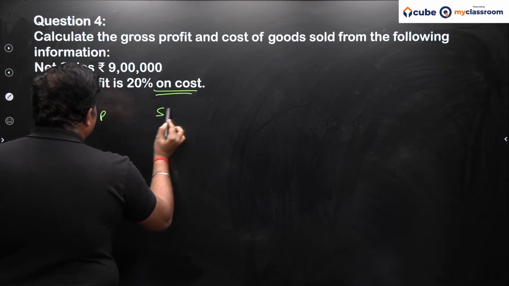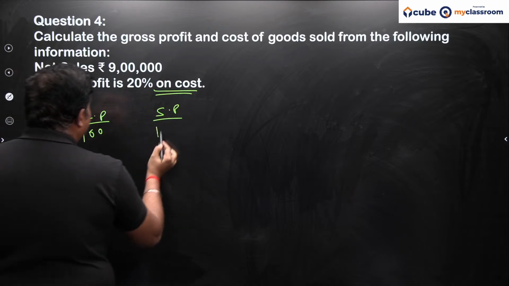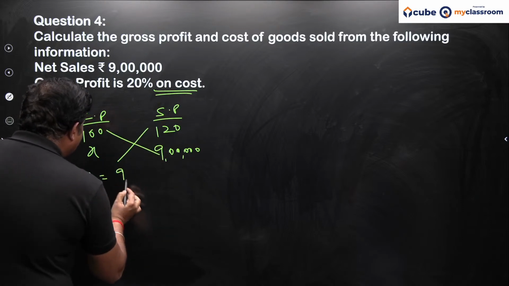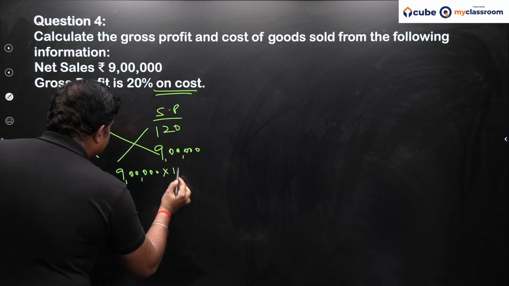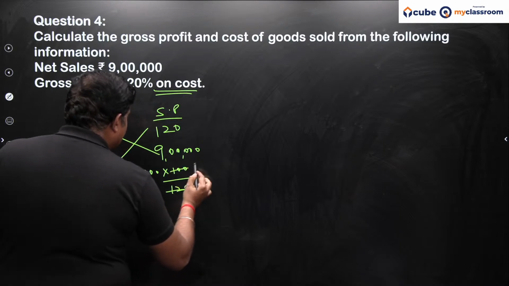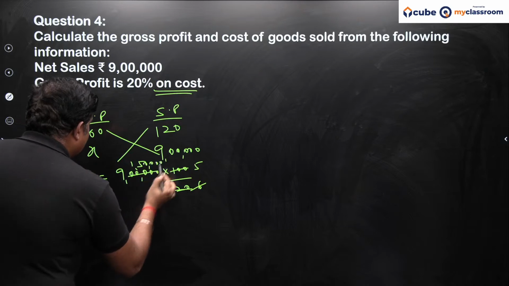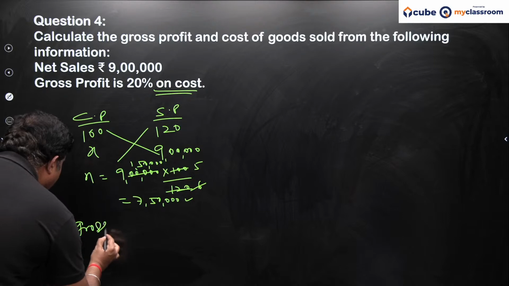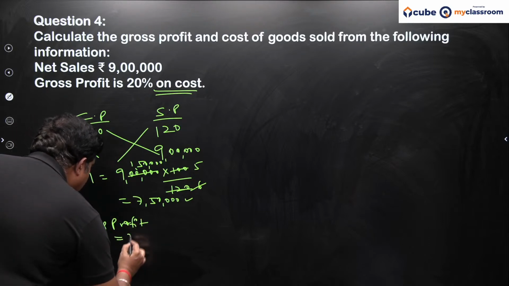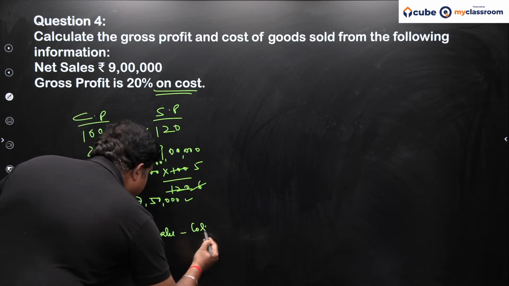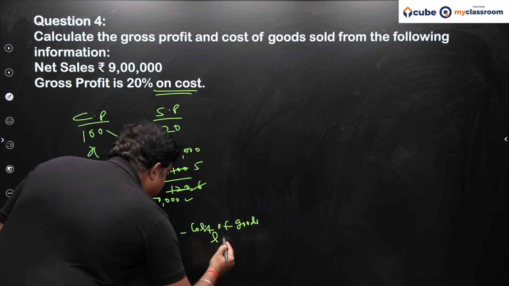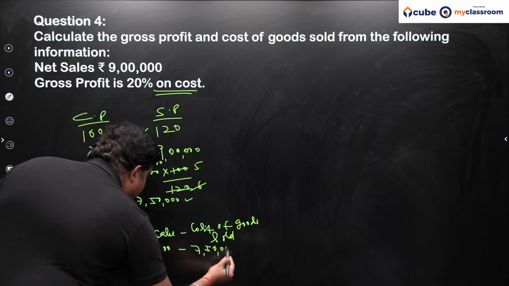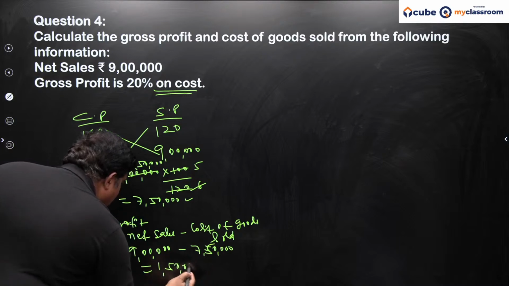So cost we have to find. Cost is not given in the question, so let the cost be 100. So your selling price must be 120, and selling price is 9 lakh. So you can consider cost as X and you can easily get the value of cost of goods sold. So 7.5 lakh is your cost of goods sold, and it is very easy to calculate the gross profit also. Gross profit is net sales minus cost of goods sold. So 1,50,000 is your gross profit.